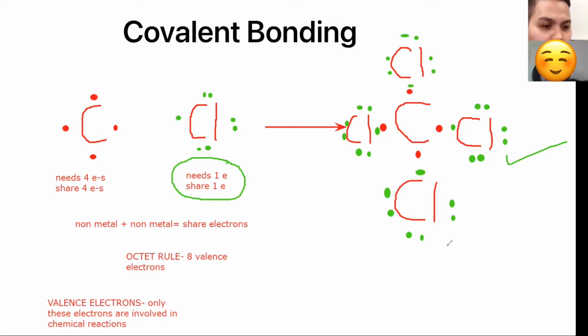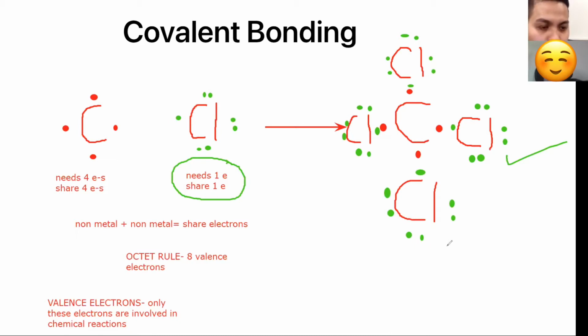All these elements, all these atoms, when they bonded together, they should attain stability. That's the purpose why they bonded, because they have to attain stability. And according to octet rule, in order for them to become stable, they should have 8 valence electrons.